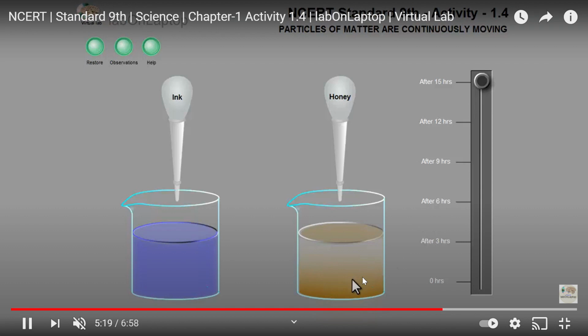So this shows that particles of matter are continuously moving, because if they were not moving then the particles would have settled at one particular place. But we know that particles are moving, so either they will move slowly or they will move very rapidly, but they are moving. So we have seen two cases, the case of ink and the case of honey. In both cases the particles are moving, but they have different speed or velocity, you can say. I hope this activity is clear now.